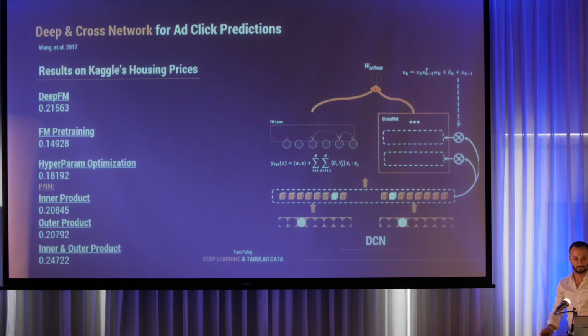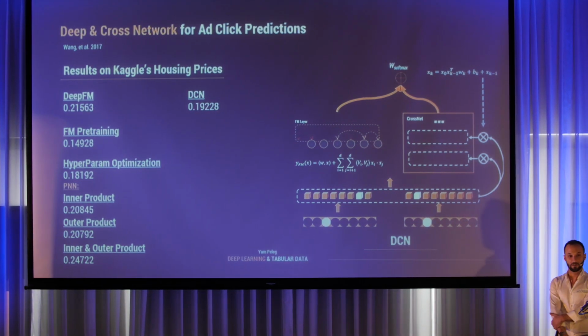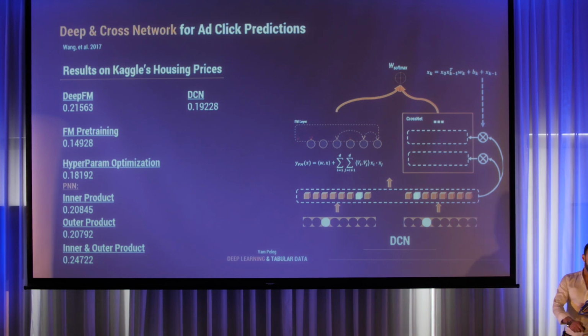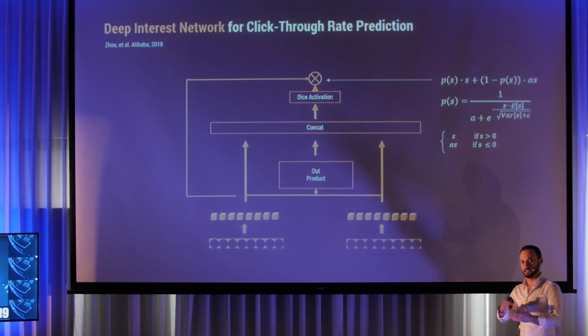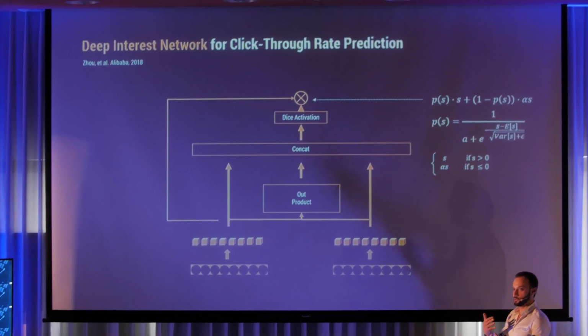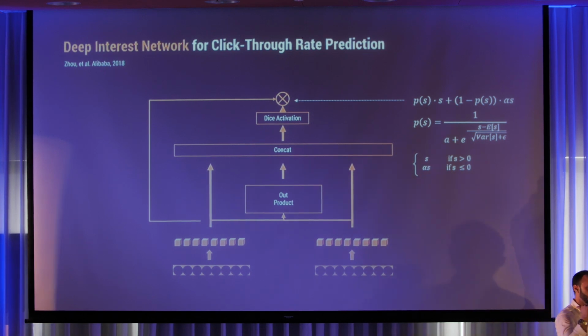This is called a cross network, and the score of that on Kaggle housing prices is the following. So a modification to that is the following: instead of just taking the inner product and hoping for the best, what we are going to do is take the outer product, concatenate it as before, and feed it to a very specific activation.